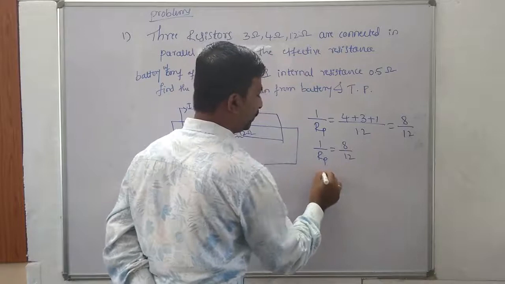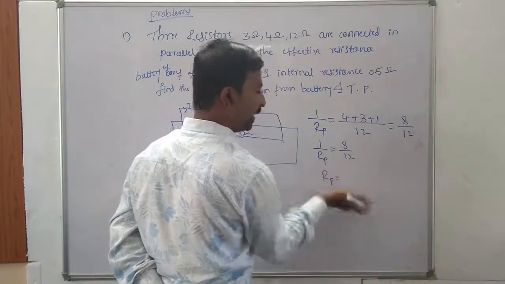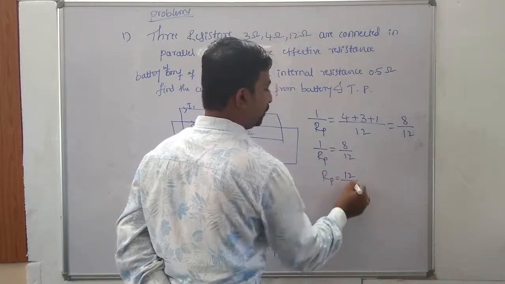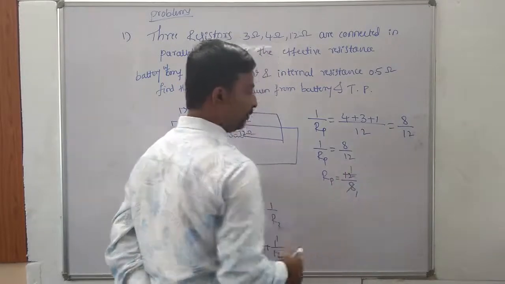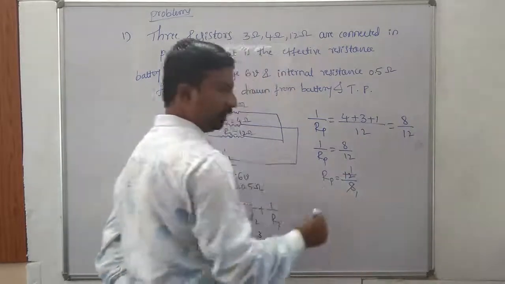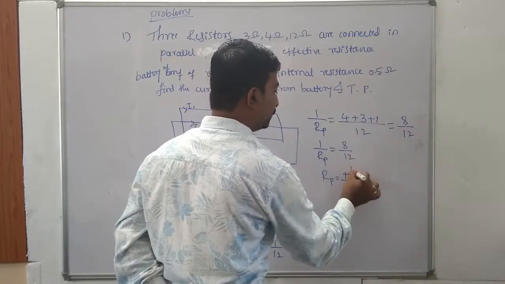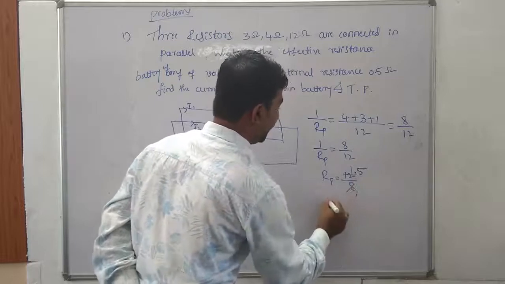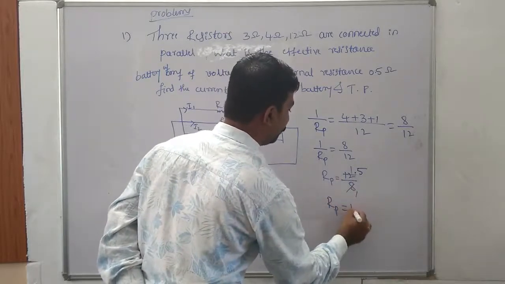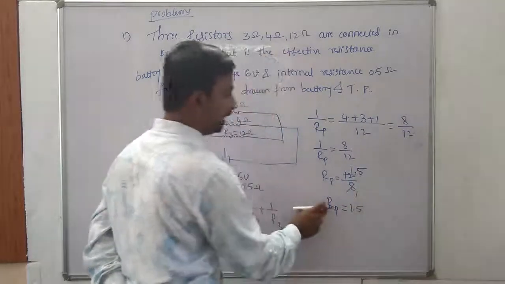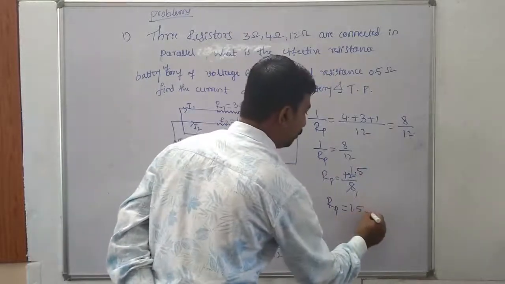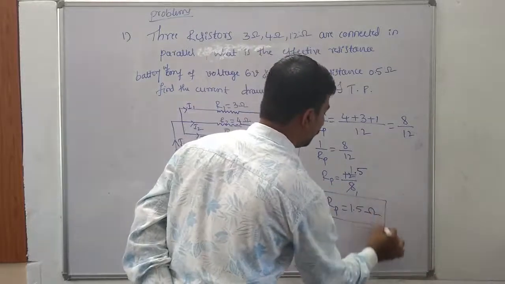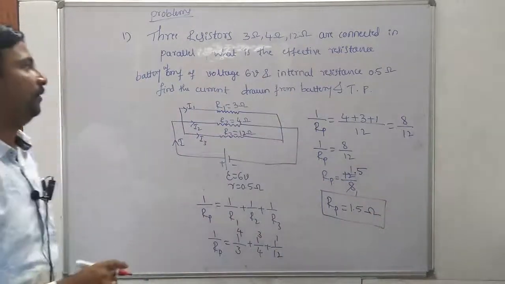What do I need? I need RP. So RP is equal to, take the reciprocal, 12/8. 8 ones are 8, what remains? 4 remains. So I put the point, 40. 8 fives are 40. Then RP is equal to 1.5. The unit of resistance is ohm. So RP is equal to 1.5 ohm.